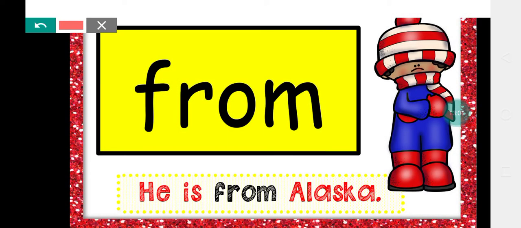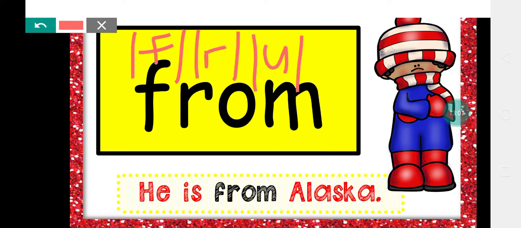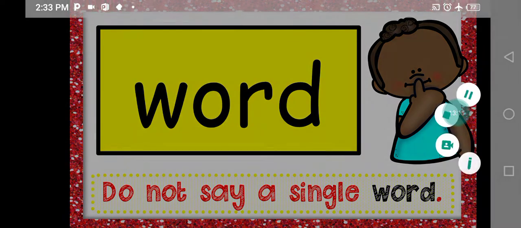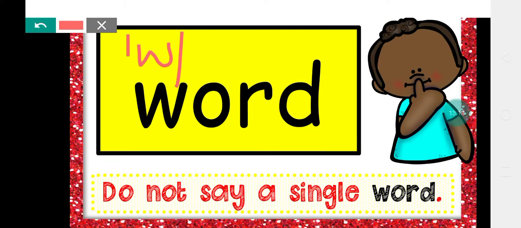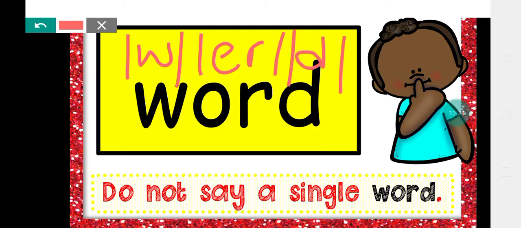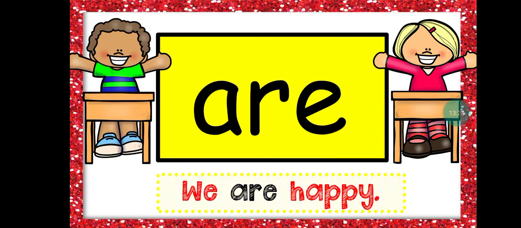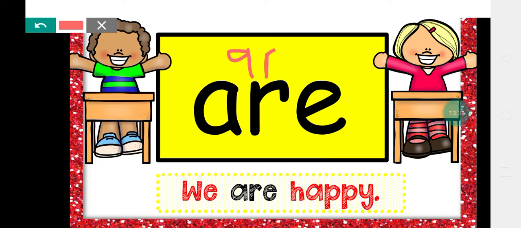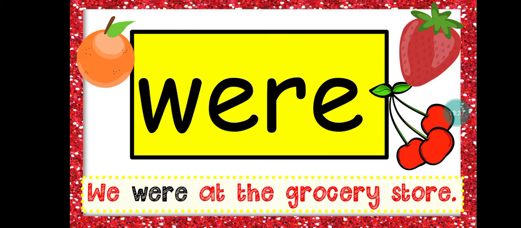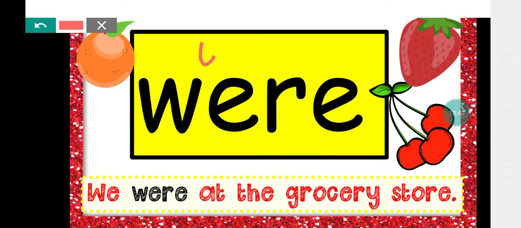This is tricky word from. He is from Alaska. Okay, this is tricky word the. Do not say a single word. This is tricky word R, which is segmented as R. Okay, we are happy. This is tricky word where, which is segmented as where. We were at the grocery store.